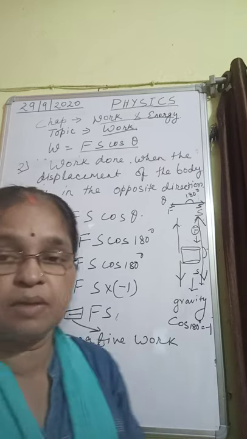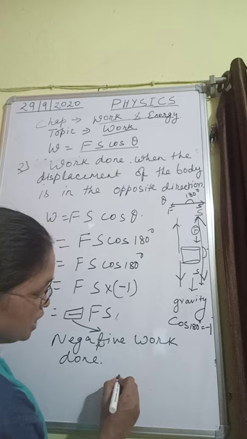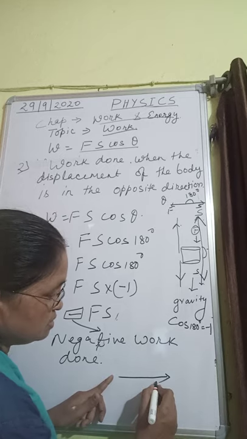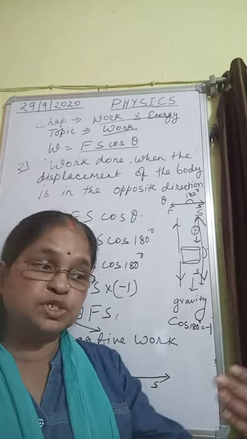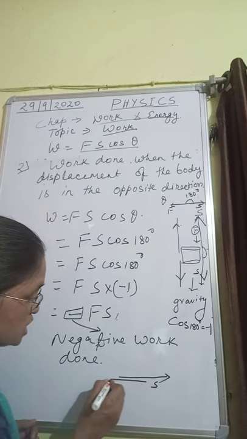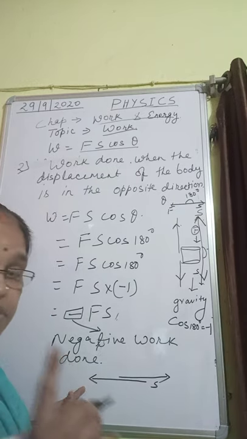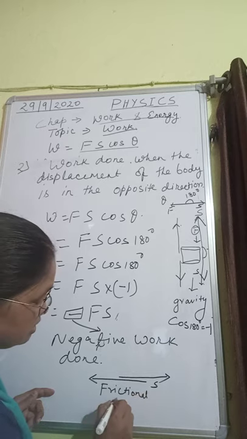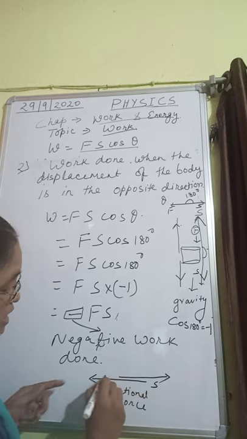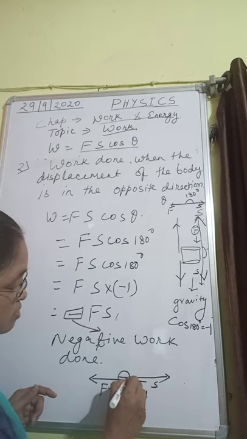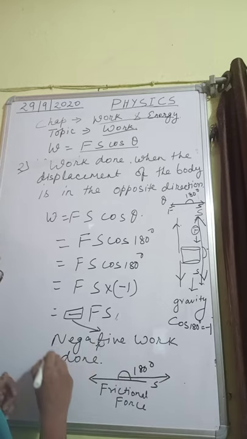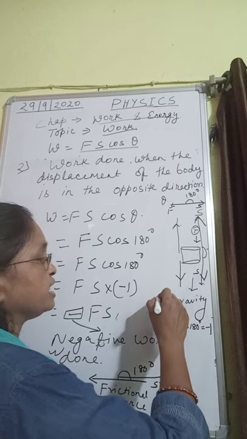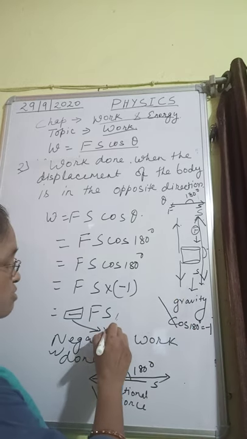For example, a simple example in our daily life, we are walking. Our displacement is in the forward direction, but the frictional force is acting in the opposite direction. So work done when frictional force is acting, this will become a straight line. So the angle between them is 180 degree and we will get negative work done. So work done by frictional force or work done against gravity will be negative work done.